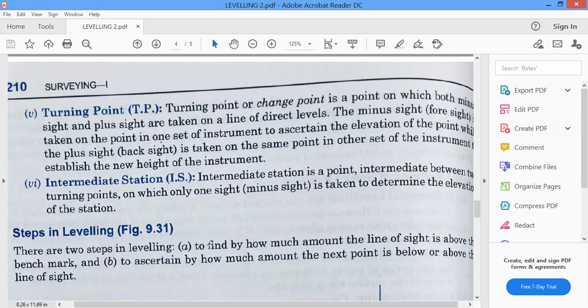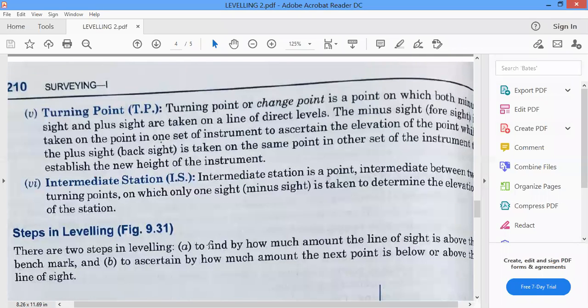Once you change the instrument station, you have to take one more reading on the same point, that is again backsight. Backsight is taken on the same point in the other set of the instrument, again to calculate the height of instrument. Once you change the point, your height of instrument changes. You are shifting the instrument from one point to another point, so your height of instrument changes. So you have to take two readings on the change point. One is before shifting the instrument, that reading we write in foresight, and after shifting the instrument, you have to take the reading on the same point, that we write in backsight.